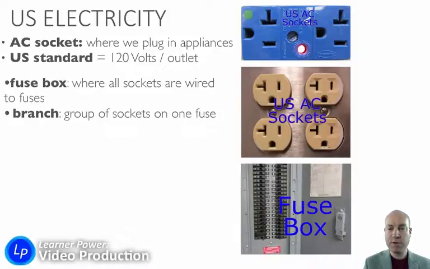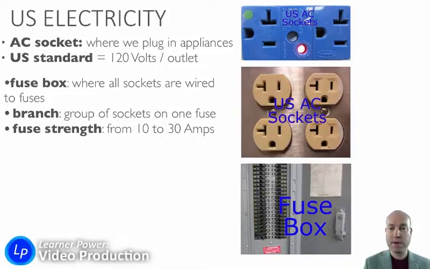In the photo of the fuse box, you can see a bunch of fuses. Each of those black rectangles is one fuse, and each of those fuses represents one branch. So branching out in the wires behind each of those fuses is a whole bunch of different sockets. Depending on how your facility is wired, the sockets could be different in different places, and you might have different amounts. Now, the strength of each fuse varies.